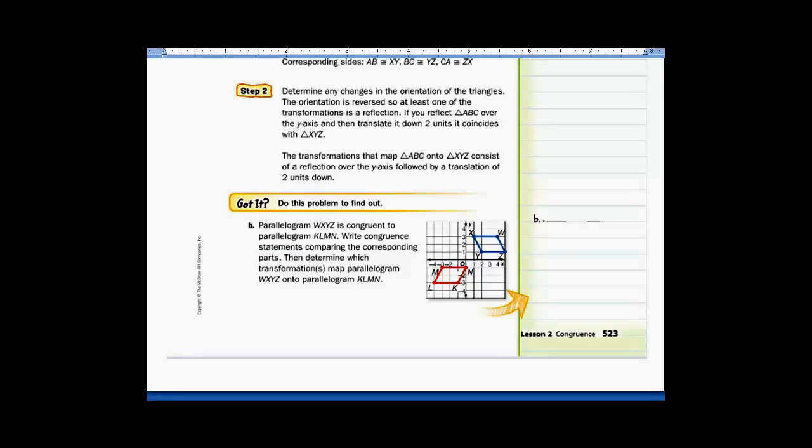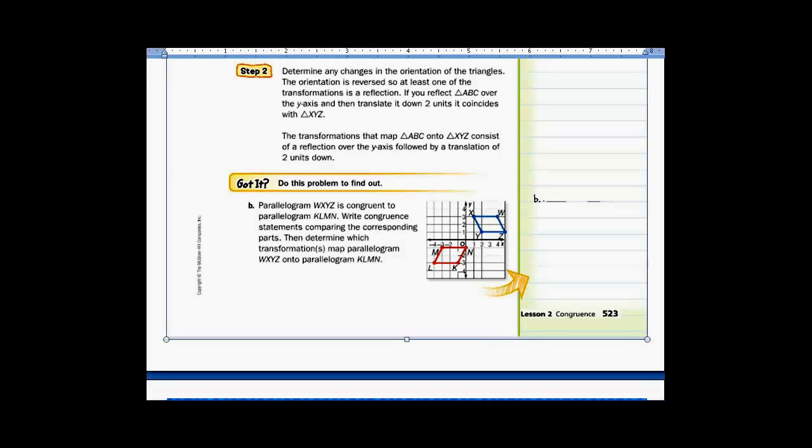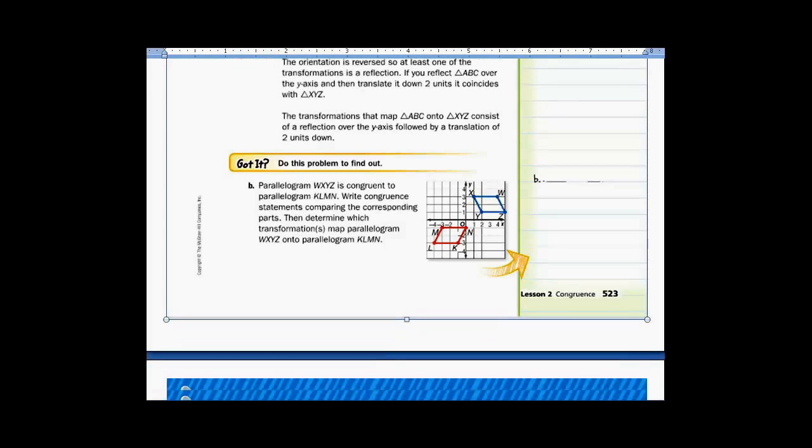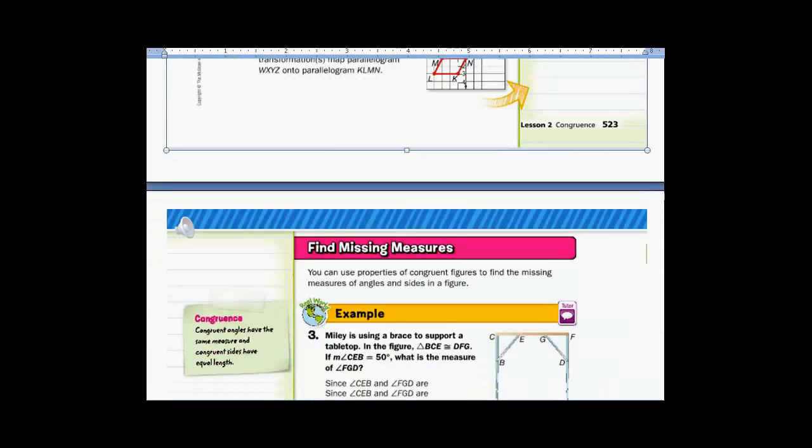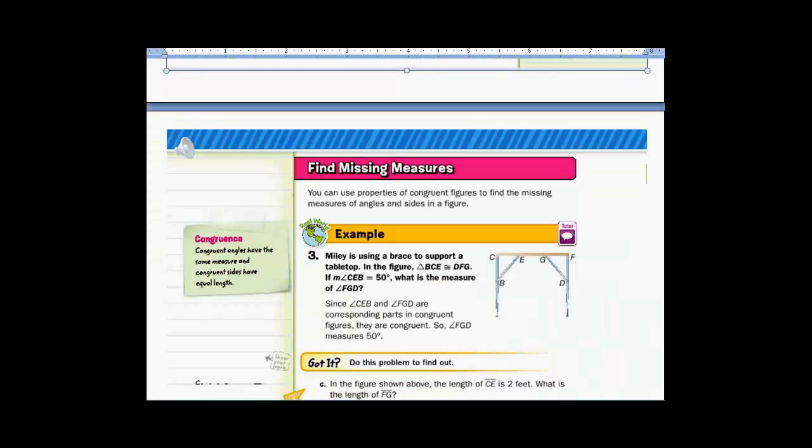Okay. Moving on, my little pets, moving on. Let's see what we got here. One last example. How you can use your knowledge to find missing parts. So it says Miley is using a brace to support a tabletop. In the figure, triangle ABC is similar and congruent to triangle DFG.